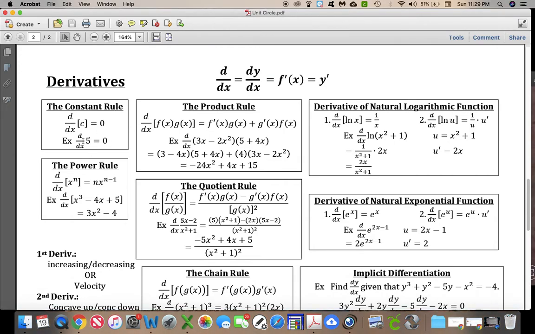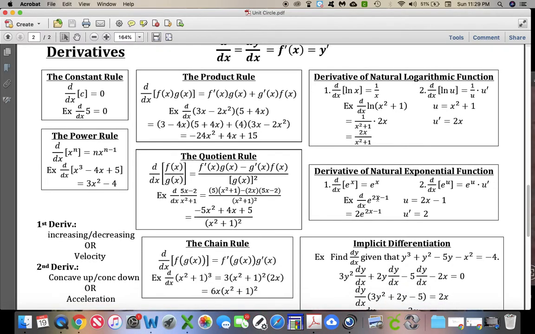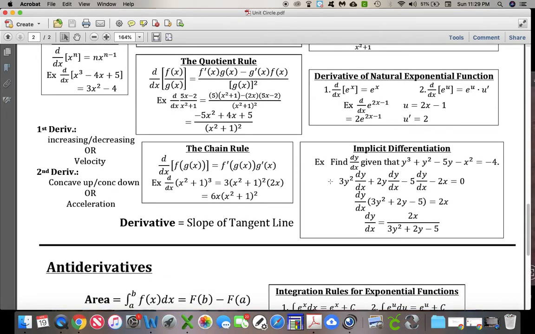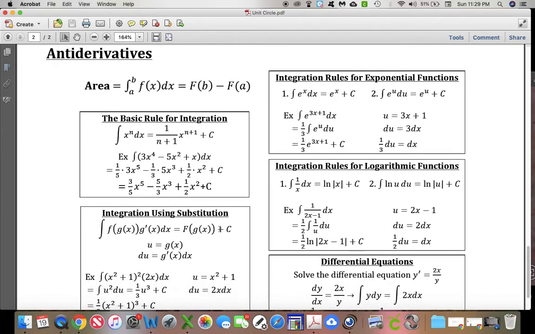It has the constant rule, where when you're taking the derivative of 5, that's 0. The power rule, x to any power n is n times x to the n minus 1. Product rule, quotient rule with examples of each one. And then it has the derivatives of natural log and exponential functions. Also there is the chain rule, and then implicit differentiation, which involves y's and x's at the same time. We did that. First derivative, second derivative, what they mean. Derivative is slope of a tangent line. Going down to the bottom are the antiderivatives of each one of those.